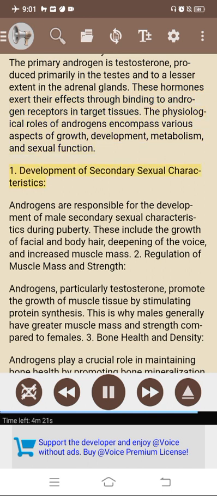1. Development of secondary sexual characteristics. Androgens are responsible for the development of male secondary sexual characteristics during puberty. These include the growth of facial and body hair, deepening of the voice, and increased muscle mass. 2. Regulation of muscle mass and strength. Androgens, particularly testosterone, promote the growth of muscle tissue by stimulating protein synthesis. This is why males generally have greater muscle mass and strength compared to females.